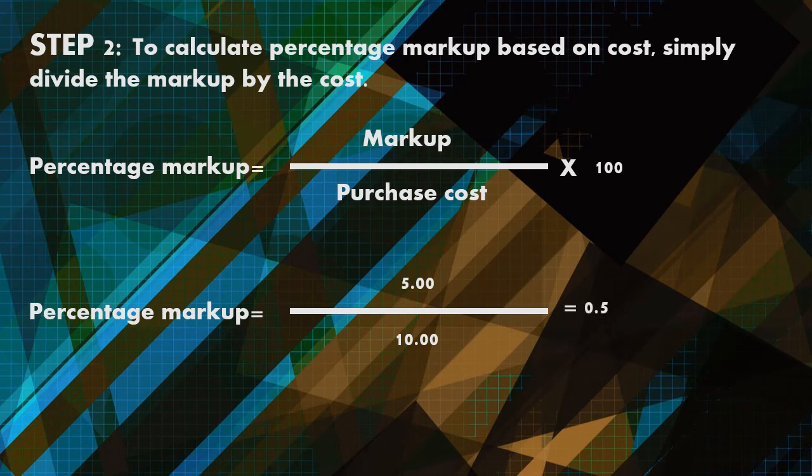So 5 pesos divided by 10 pesos is equal to 0.5. After getting the quotient of the markup and purchase cost, you have to multiply it by 100 to get the percentage markup. So 0.5 times 100 will be 50%. Since we're talking about percentage, do not forget the percentage sign. Okay?